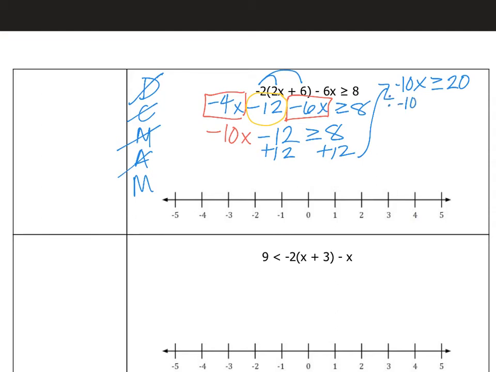Whoa, I am dividing by a negative. There should be a red flag in your brain hearing dividing by a negative with an inequality. So when I divide by a negative, I have to switch my symbol. I have to put it in the other direction. And now I'm going to write x on the left side, and then 20 divided by -10 is going to give me -2.